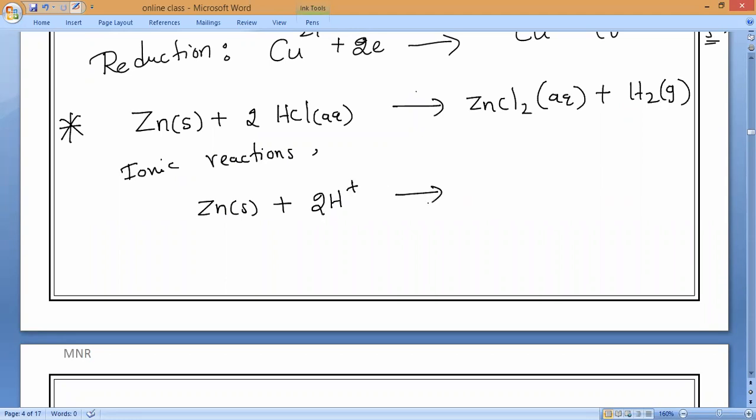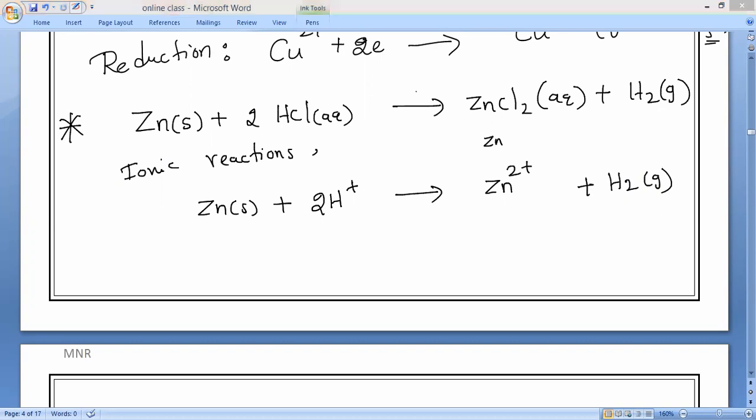Hydrogen, H plus, is the donor. So it gives you Zn2+ and hydrogen gas. Yes or no? Because zinc chloride means what? What is the zinc chloride formula? Zn2+ and Cl minus 1. So if you crisscross, what will we get?